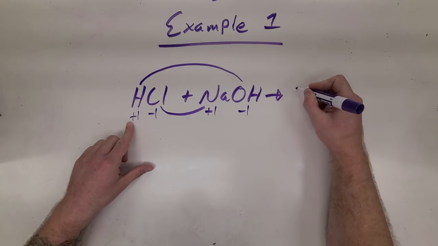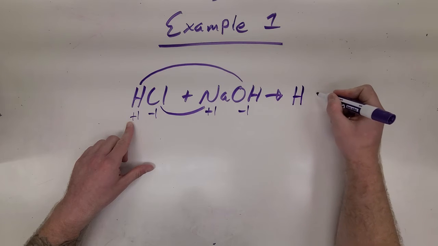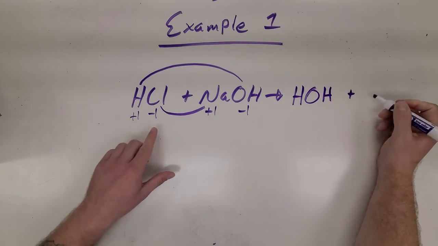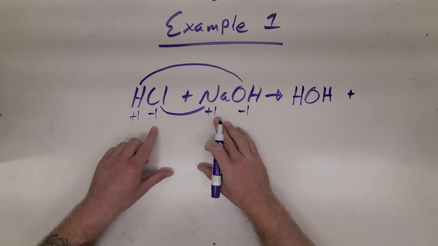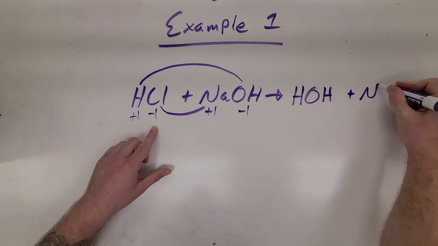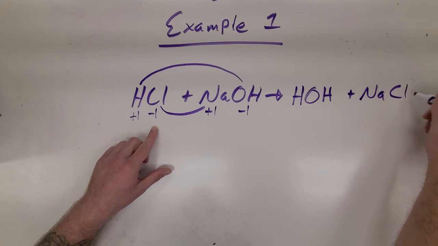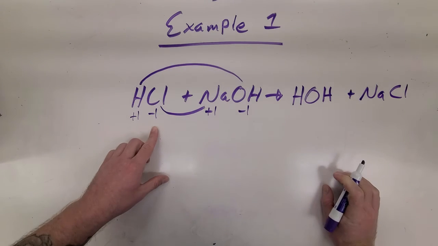It is going to be, we'll start off with that first one, HOH plus, we write the positive ion first, sodium and chlorine. Still see that? Yes, we can.